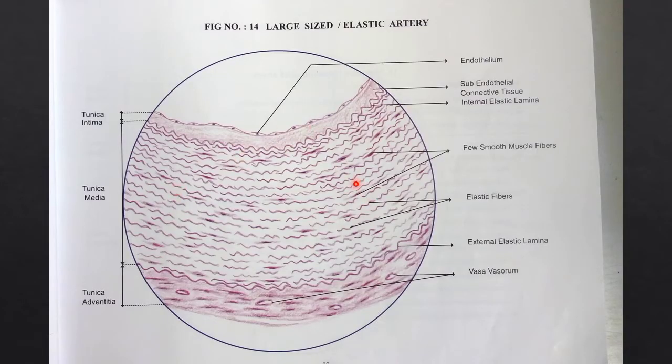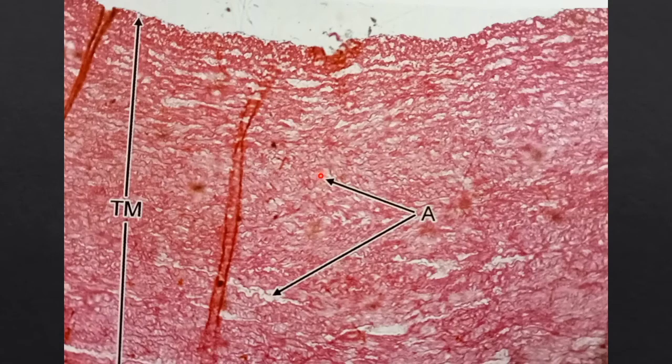Then moving to the next structure, the large size artery or elastic artery. How to identify this large size artery: you can identify a small part of the artery, and also you can identify the tunica media, the middle layer. It is very thick and consists of an abundant amount of elastic fibers, and proper internal elastic laminae and external elastic laminae are seen. That is how you have to write the identification points for the large size artery or elastic artery.